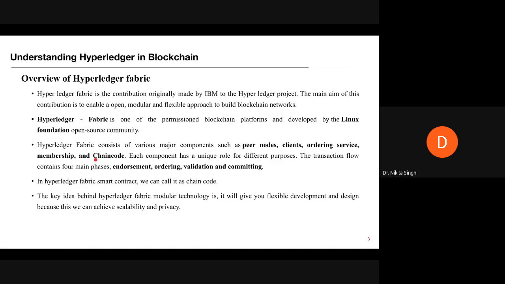In blockchain, we call it the smart contract. Here in Hyperledger Fabric, we call the smart contract chain code. So Hyperledger Fabric was initially developed by the Linux Foundation, and it has been developed for enterprises.